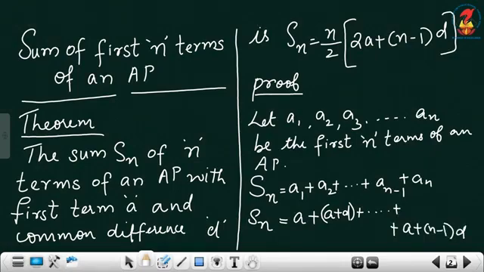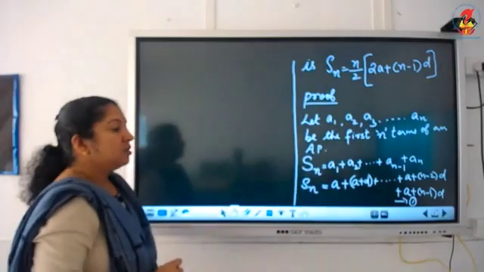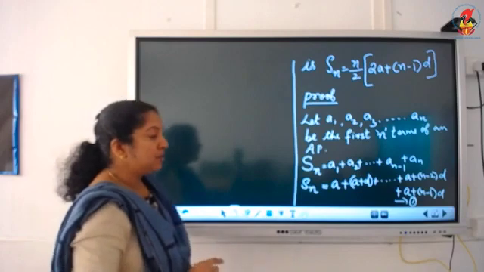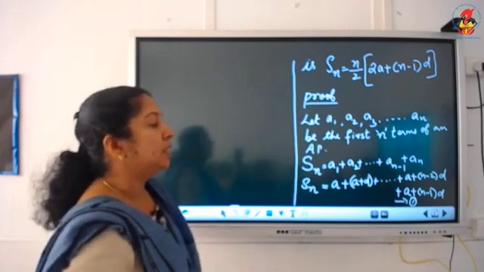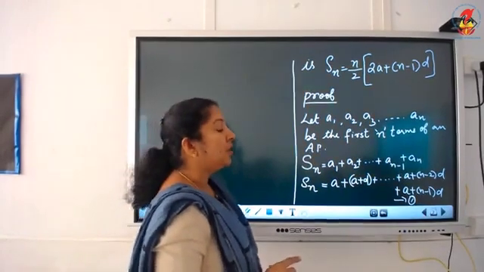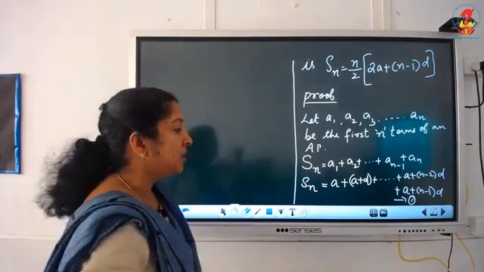So a plus n minus 1 d is the nth term. So the n minus 1th term is a plus n minus 2 d. This is the first equation. So we got Sn as a plus a plus d plus etc. plus a plus n minus 2d plus a plus n minus 1d.